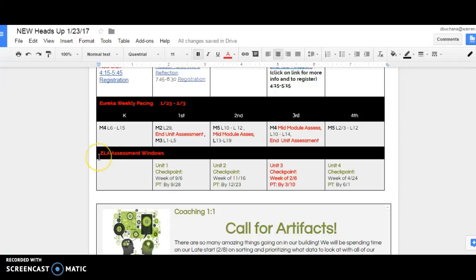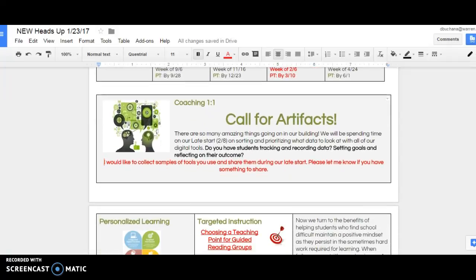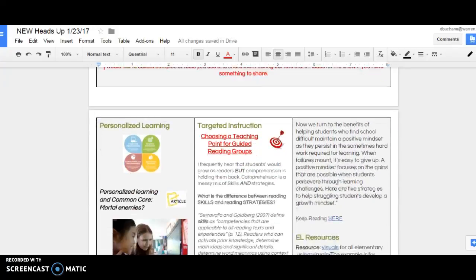We also have our ELA assessment window. That's not new, but I did just want to point out that we do have checkpoints coming up on the 6th. Just scroll down just a smidge here. I am looking for some artifacts, so if you'll read that section and look to see if you have something that you can share. Again, I'm just showing you a few new features.